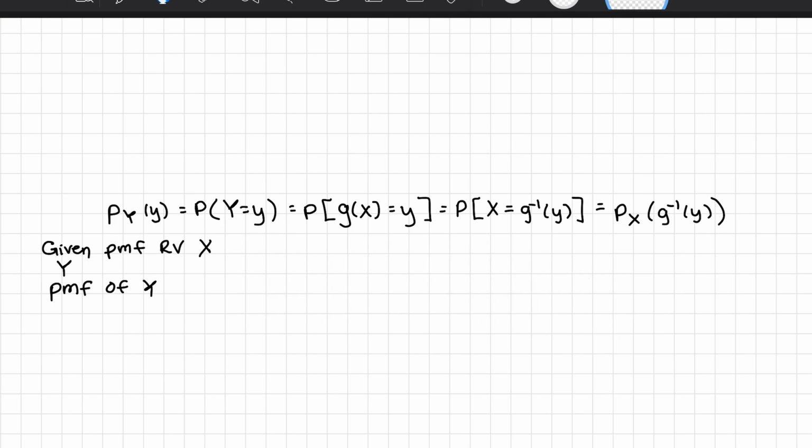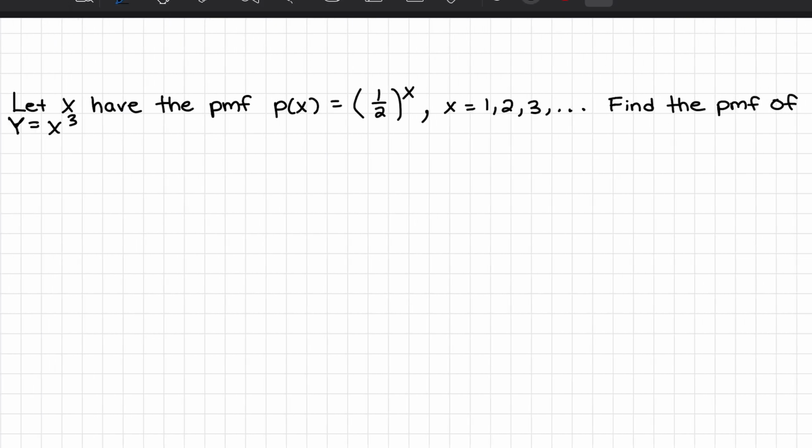So this step over here is telling us that our PMF of Y is equal to our PMF of X when we input the inverse of our transformation into it. Our inverse of our transformation is just when we're given Y as a function of X, we solve for our X and plug it into our PMF of X. And this will give us our PMF of Y. So let's do this with an example.